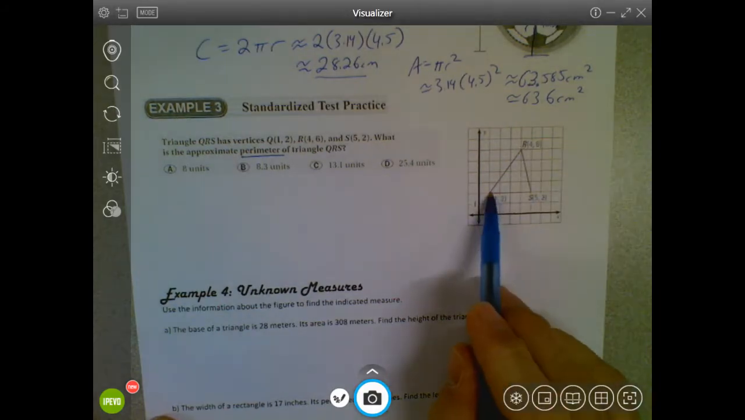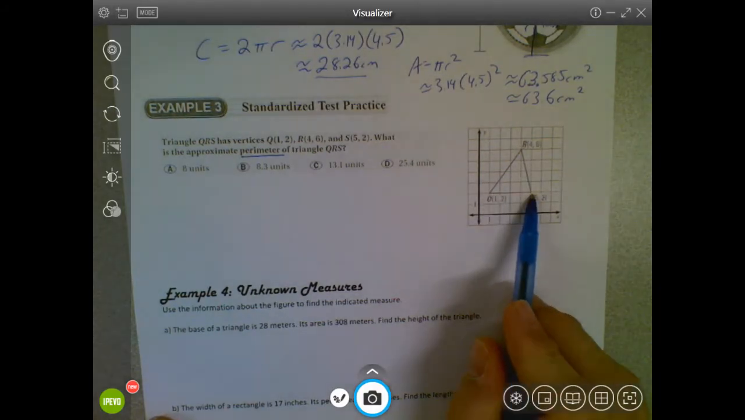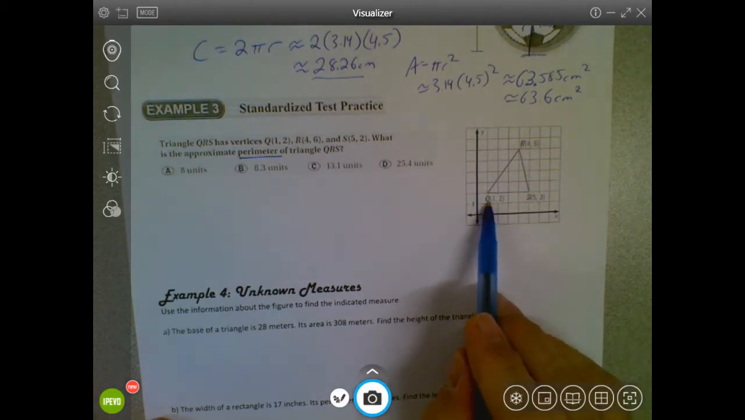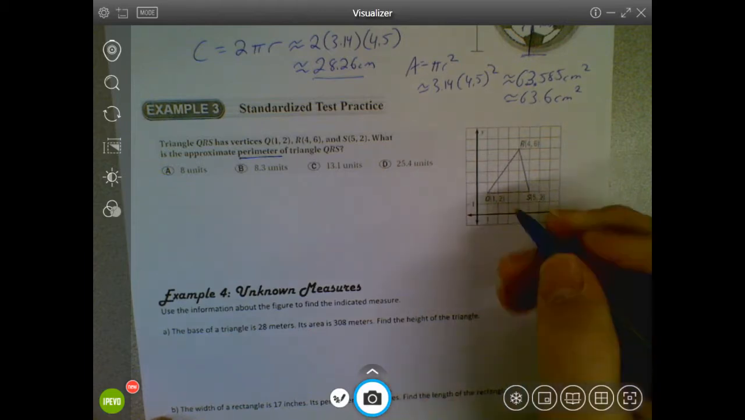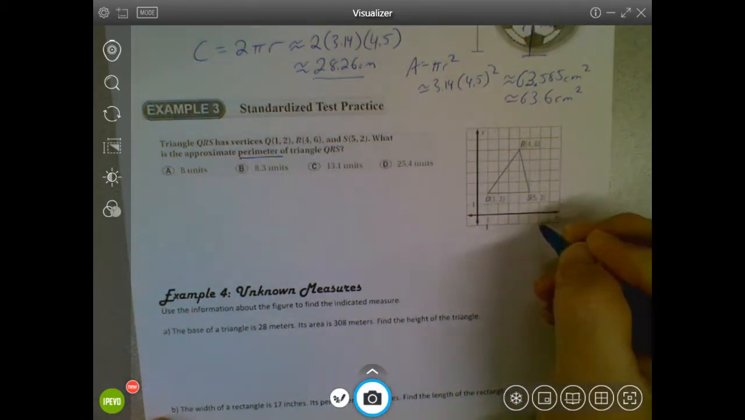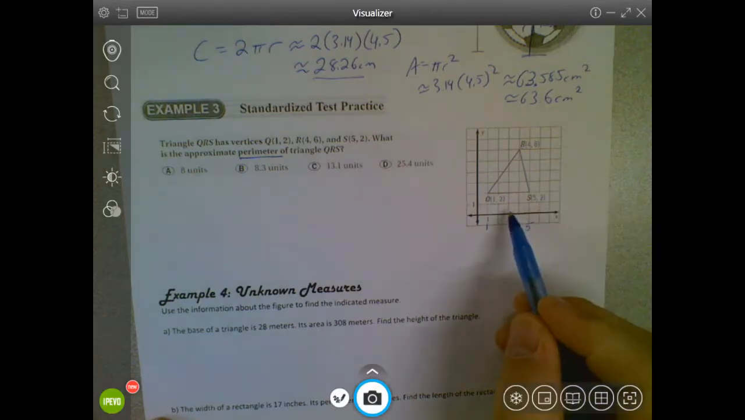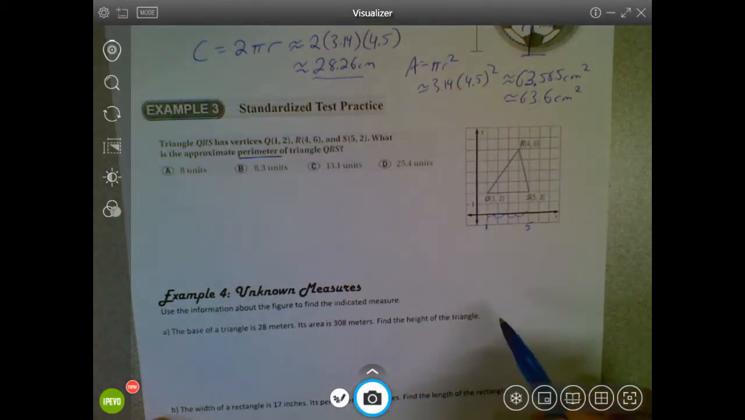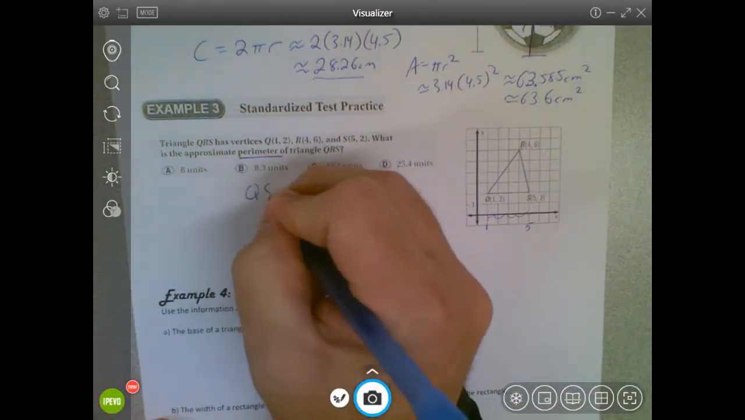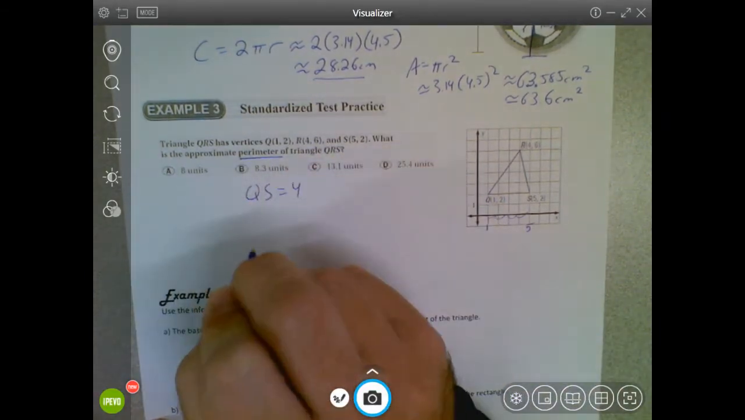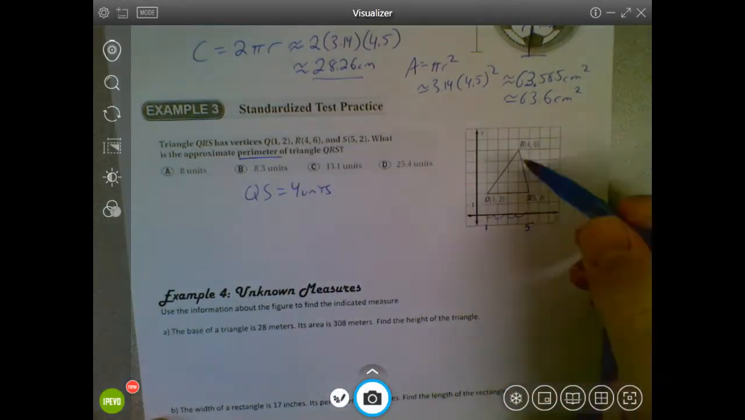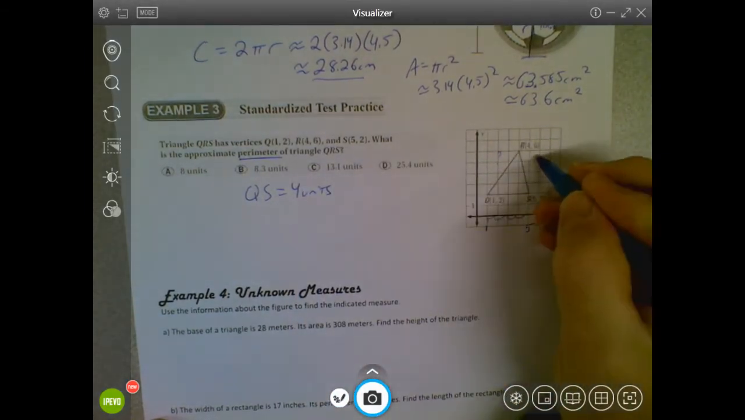Well, from Q to S for this part isn't too bad because it's just a horizontal segment. We can just figure out how far it is to go from 1, 2 to 5, 2, right? We're going from 1 here to 5. How many units is that? 1, 2, 3, 4 units, right? 5 minus 1 is 4. So I already know one of them, QS, is 4 units. And that takes care of one of the sides. But I still need to figure out this one, and I still need to figure out that one.